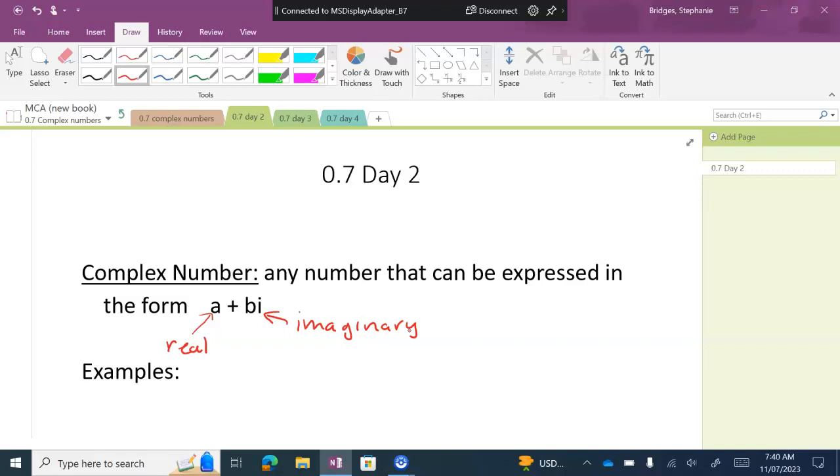So some examples would be like what we looked at yesterday, 3 minus 5i. That would be considered a complex number. But you could also write a complex number as just like 3i. It's just your real part is missing. It's 0.